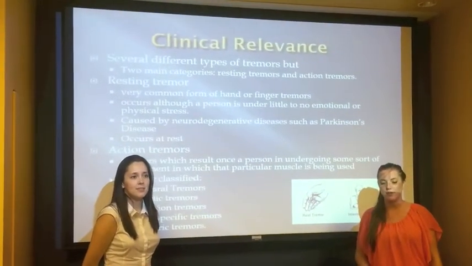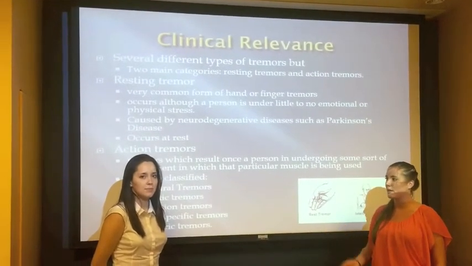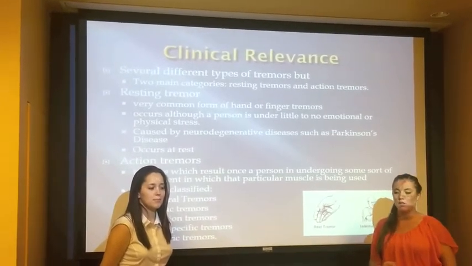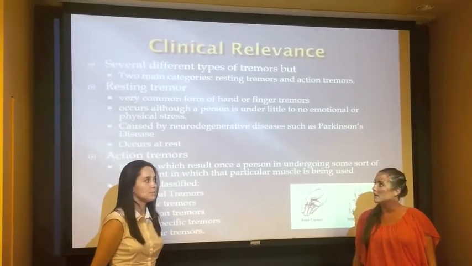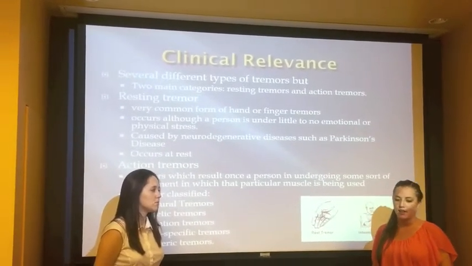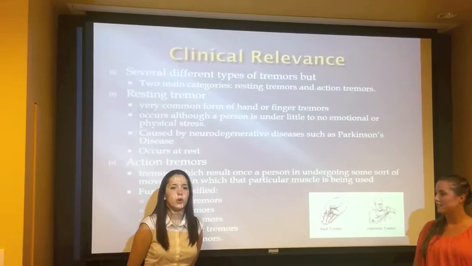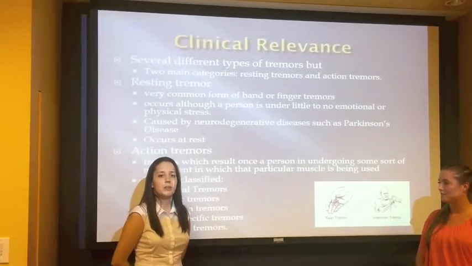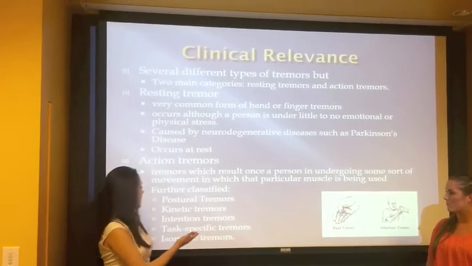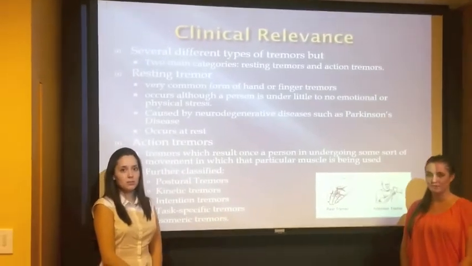There are several different types of tremor. The two main categories are resting tremor and action tremor. Anna will explain the action tremor and I will go on with the resting tremor now. It's a very common form of hand or finger tremor and it's caused by neurodegenerative diseases like Parkinson's disease, and it occurs at rest. Action tremors occur with the muscle which is being used in that specific movement. It can take a lot of different forms, like postural tremors, kinetic tremors, intention tremors, task-specific tremors, and isometric tremors.